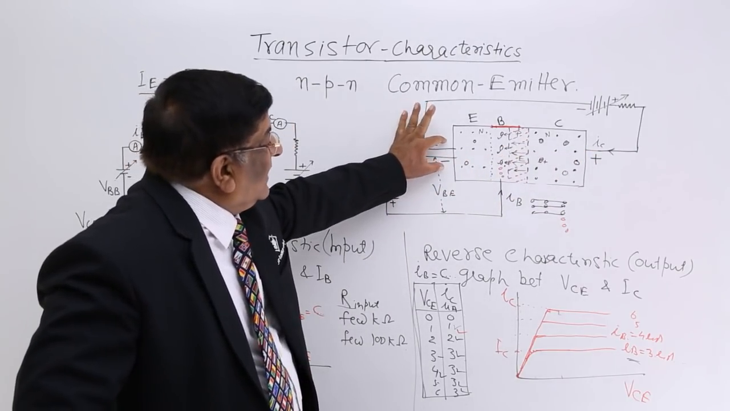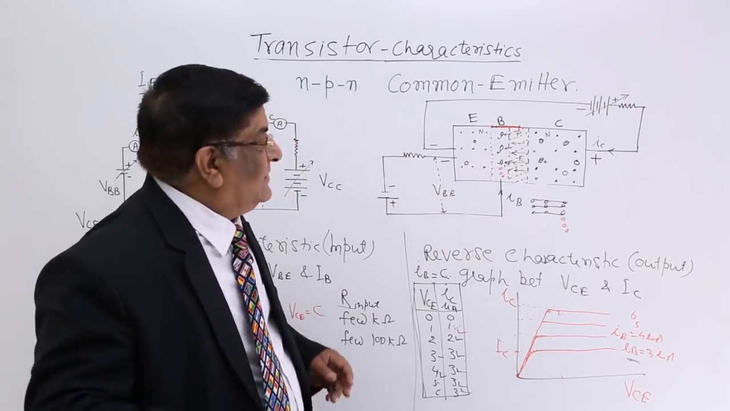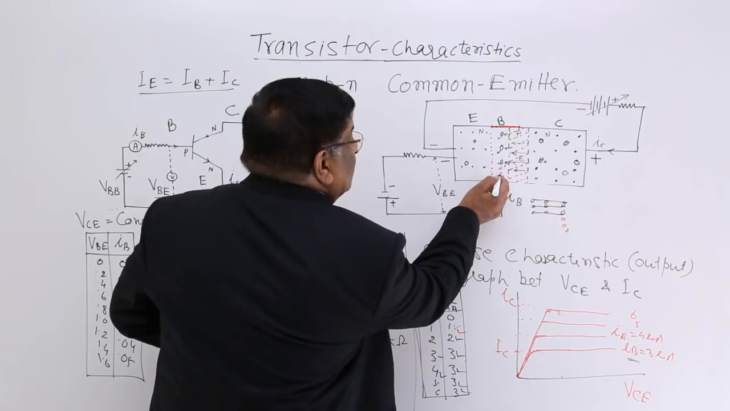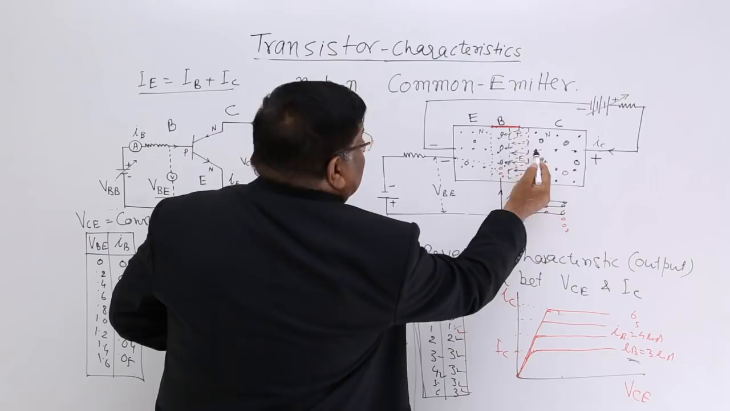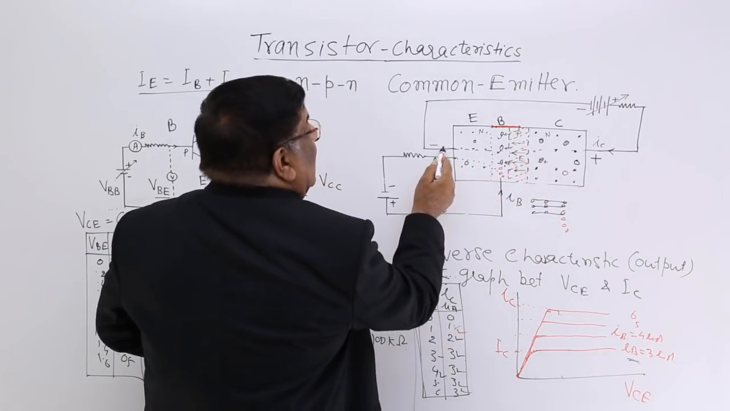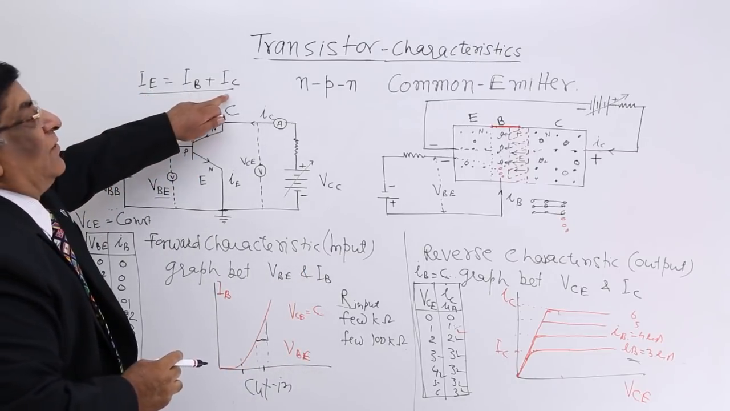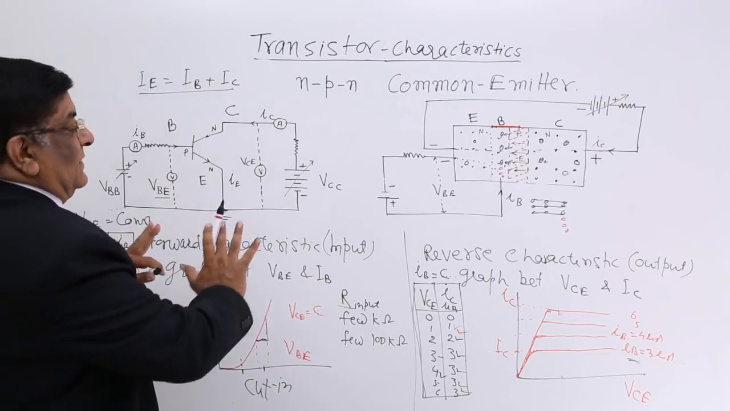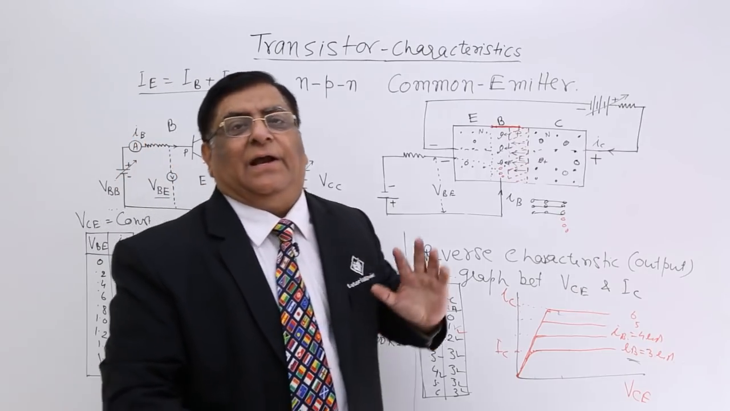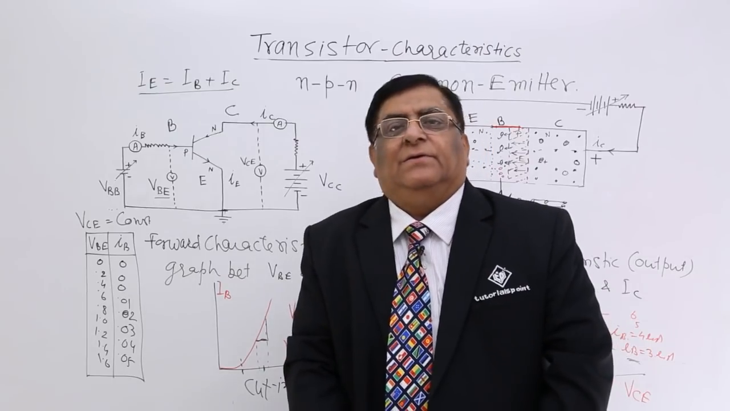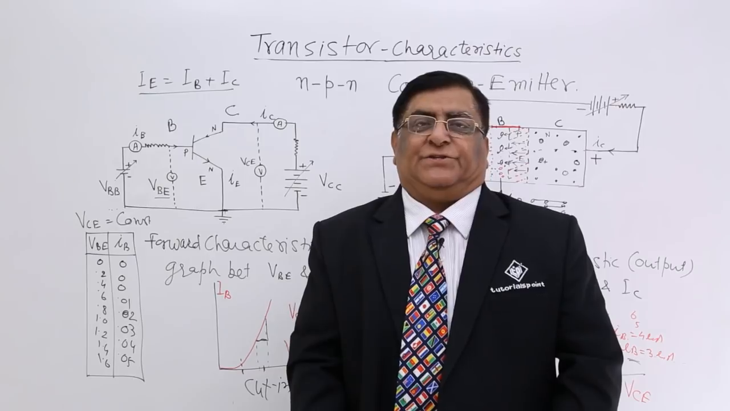Here you have seen the current, here IB is going, here IC is going. So what is the total current? IE is equal to IB, which is here, this is IB, and this is IC. So IE is equal to IB plus IC. So this is what happens inside a transistor, and these are characteristics for an NPN transistor in common emitter configuration.